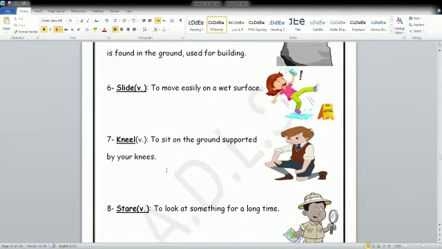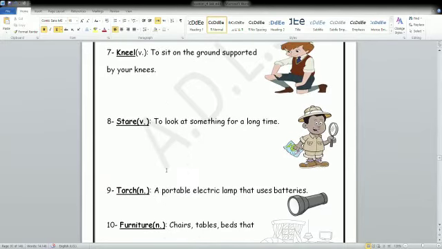Next, the verb stare. To look at something for a long time. Another word that means the same is gaze. For example, he stared at the map to know where London is.